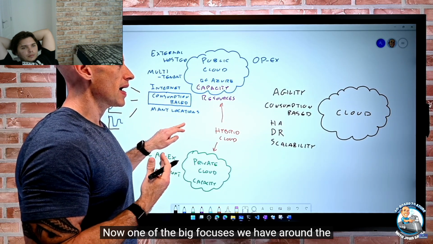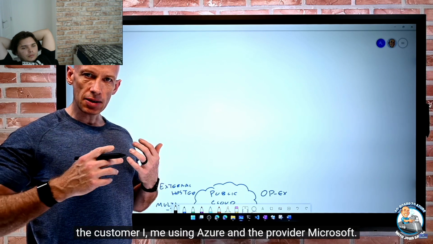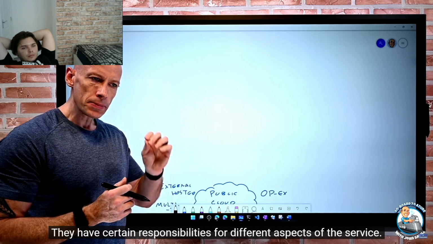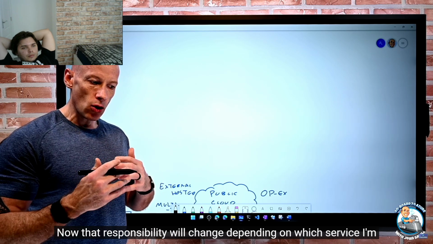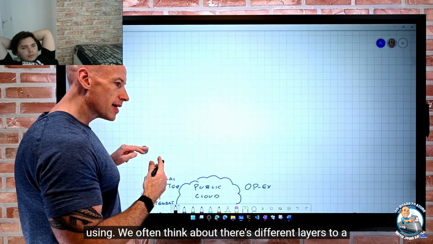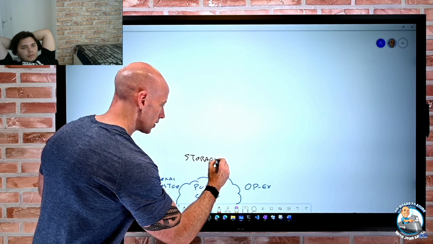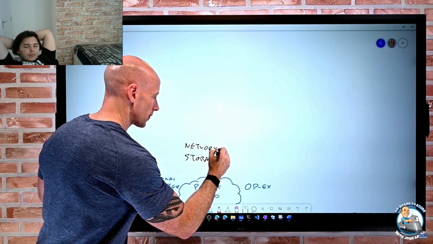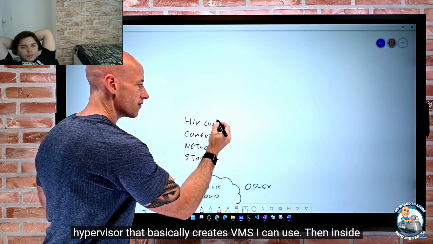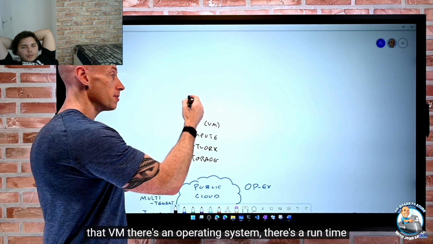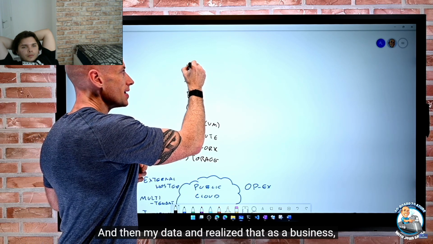Now, one of the big focuses we have around the public cloud is this idea of shared responsibilities. Both the customer, i.e. me using Azure, and the provider, Microsoft, have certain responsibilities for different aspects of the service. Now, that responsibility will change depending on which service I'm using. We often think there are different layers to a complete solution. I can think, sure, there's storage, network, the servers, the compute itself, and some type of hypervisor that creates VMs I can use. Then inside that VM, there's an operating system, a runtime like .NET or J2EE, then my app and then my data.